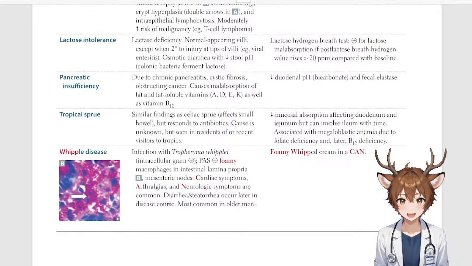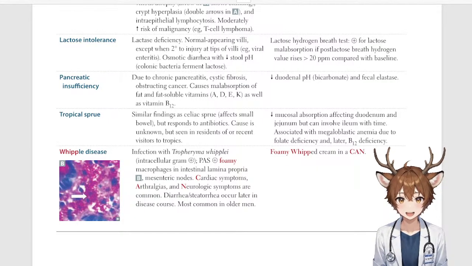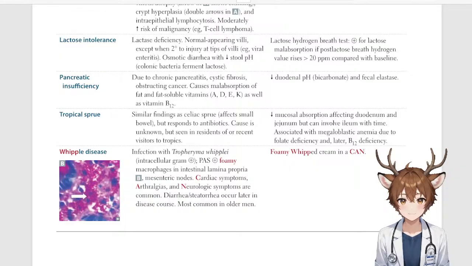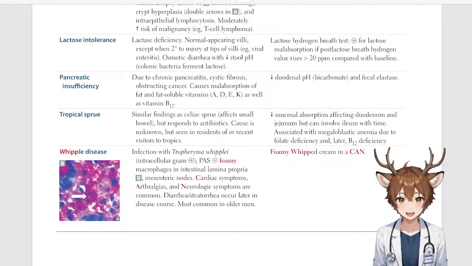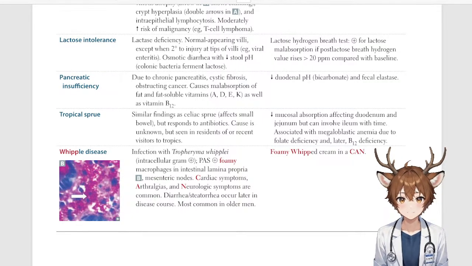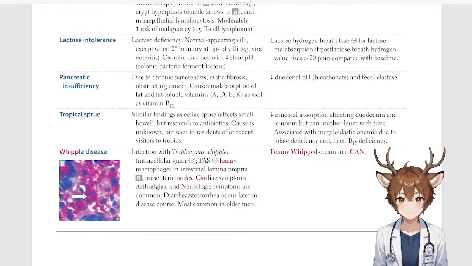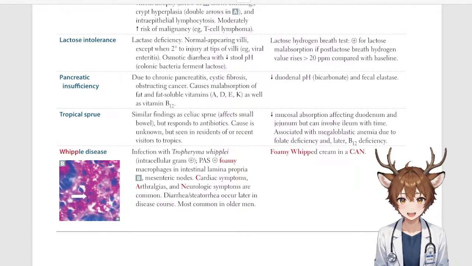What about pancreatic insufficiency? Due to chronic pancreatitis, cystic fibrosis, obstructing cancer, causes malabsorption of the fat and fat-soluble vitamins. So not only are you not absorbing the fat, you're also not absorbing the fat-soluble vitamins A, D, E, and K, as well as vitamin B12, which is also not a good thing. You have a decrease in duodenal bicarbonate and pH and fecal elastase. D-xylose test would be normal though.